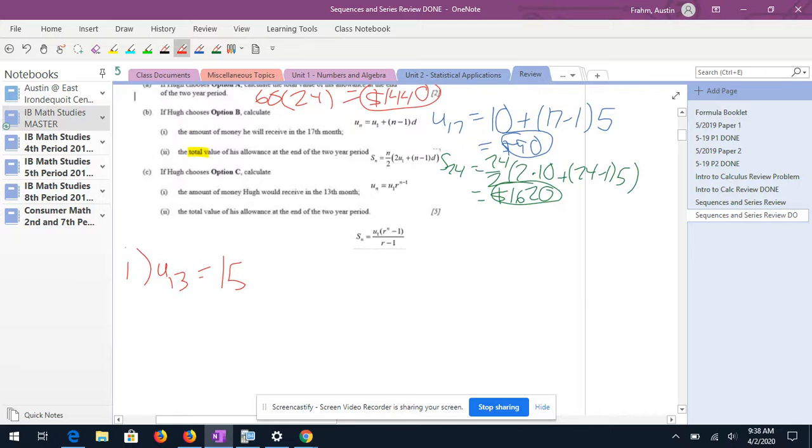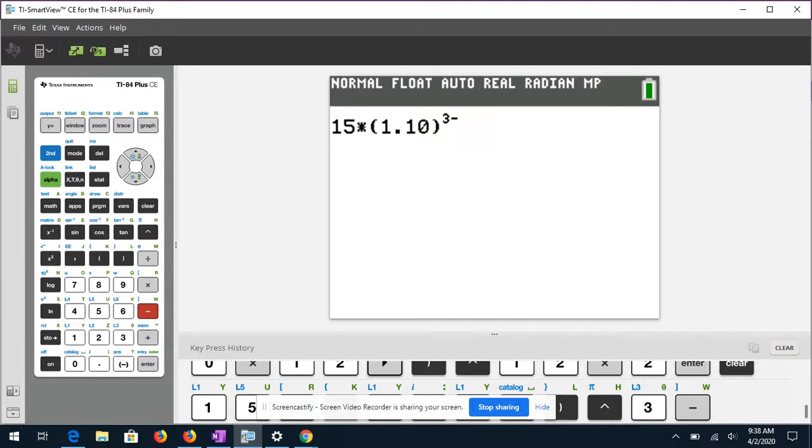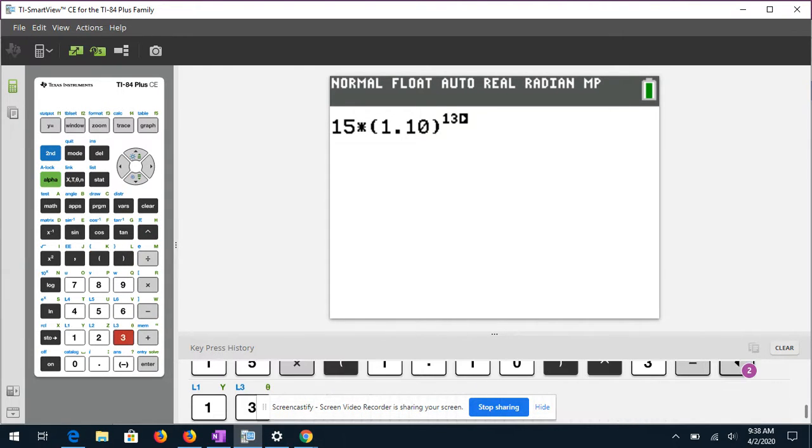The R value can be tricky here because it gives it to you as a 10% raise. So since it's increasing by 10%, the R value is going to be 1.10, because you have to add that percentage to the previous amount. So it's the 1.10. And then the n minus 1 would be 13 minus 1. So if we type that in, 15 times 1.10 to the 13 minus 1 power. We're going to round to the nearest dollar, so we have 47 bucks.